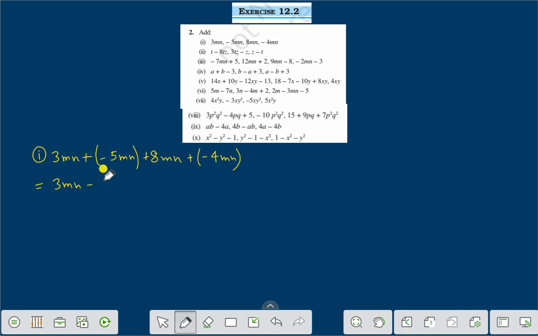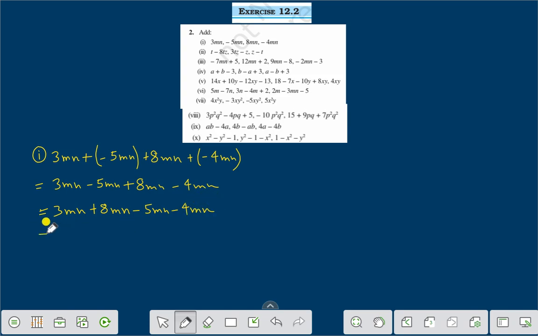plus it is minus minus 5mn plus 8mn plus in minus is minus 4mn, right? We can write here as 3mn plus 8mn minus 5mn minus 4mn.